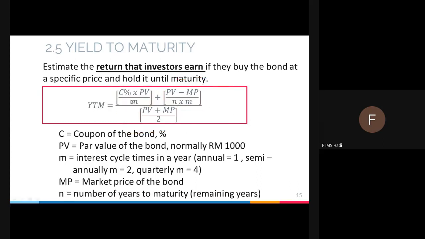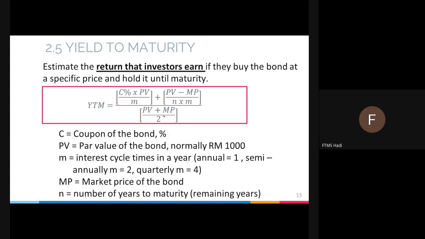C is the coupon of the bond in percentage. Par value, which is PV, is normally 1000. M, remember, is the compounding interest cycle times in a year. If annual, M equals 1; semi-annually, M equals 2; quarterly, M equals 4. MP means the market price of the bond, normally given in the question. N is the number of years until maturity, which is the remaining years.